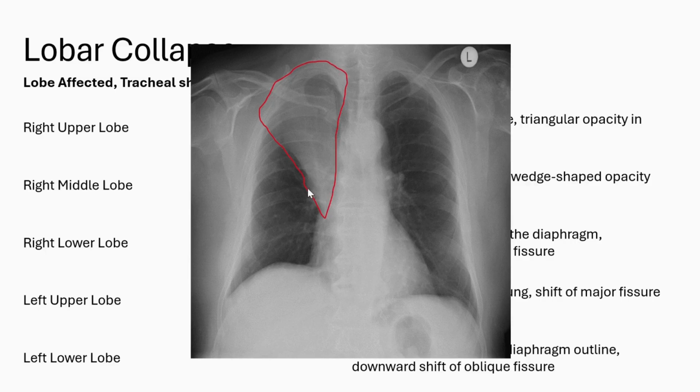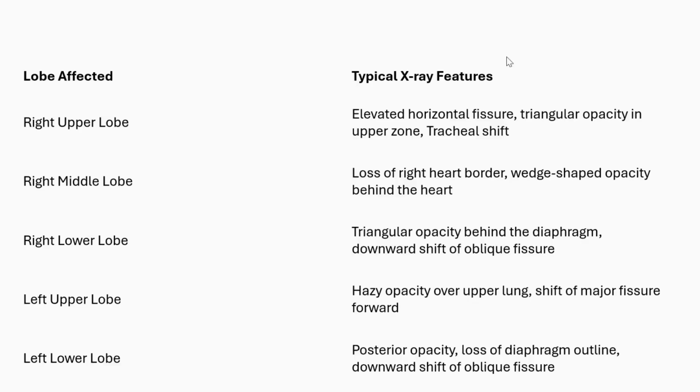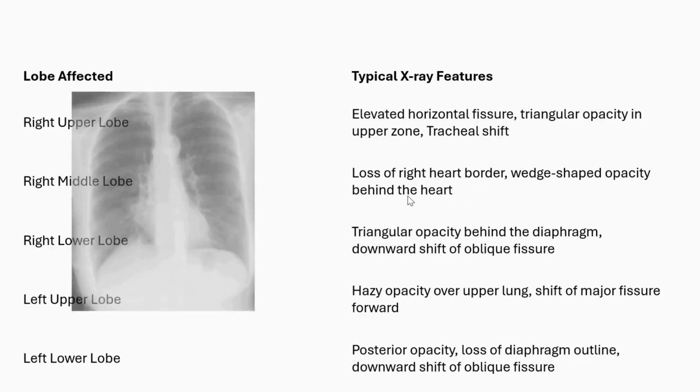This is the triangular opacity in the right upper zone with the horizontal fissure pulled up and the trachea shifted to the right side. So these are the features of right upper lobe collapse. In right middle lobe collapse, there is a loss of the right heart border and a waist shaped opacity behind the heart.